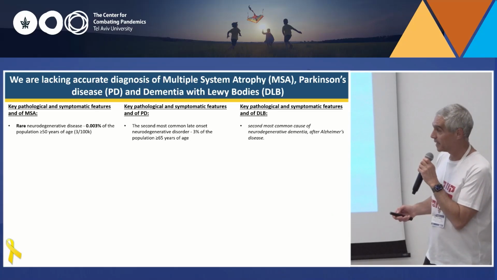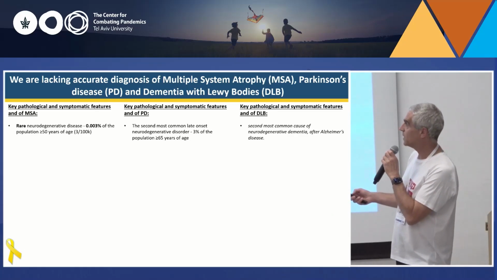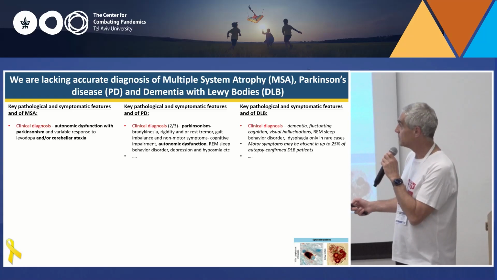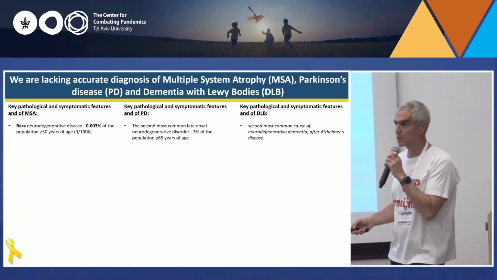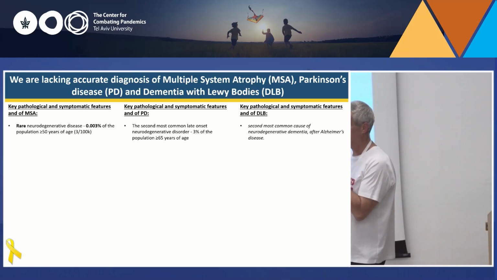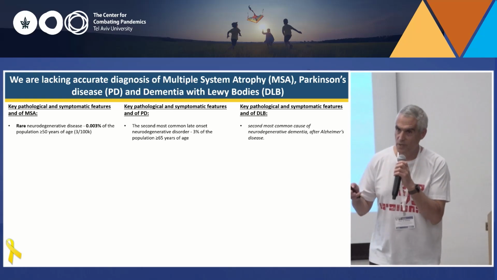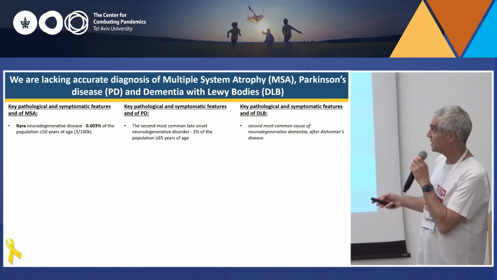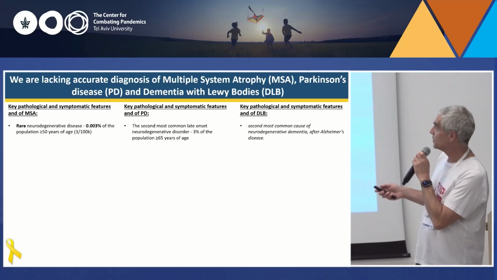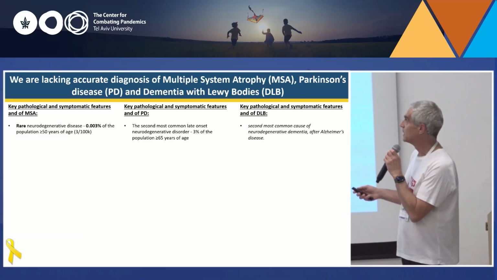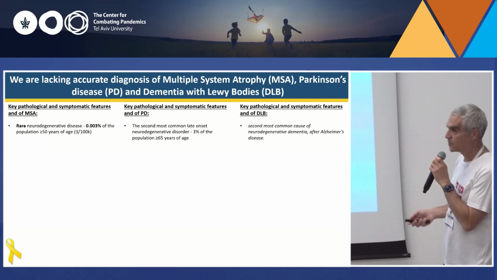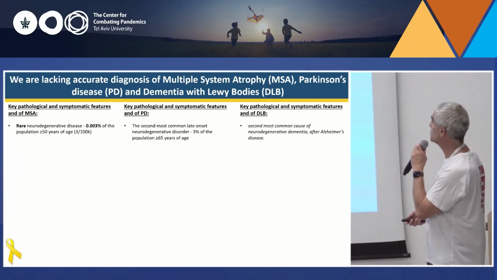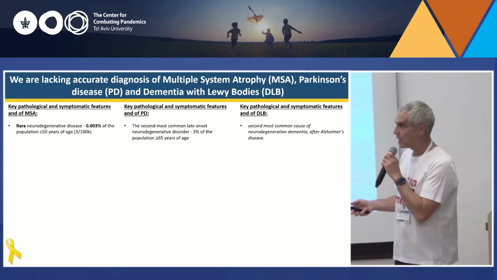And MSA, or multiple system atrophy, is a rather rare disease. Only 0.03% of the population are sick, but it's very aggressive, and within 8 to 10 years, usually it causes death. Parkinson's disease is the second most common late onset neurodegenerative disease, and you have 3% of the population above 65. And dementia with Lewy bodies is also the second most common neurodegenerative disease after Alzheimer's.